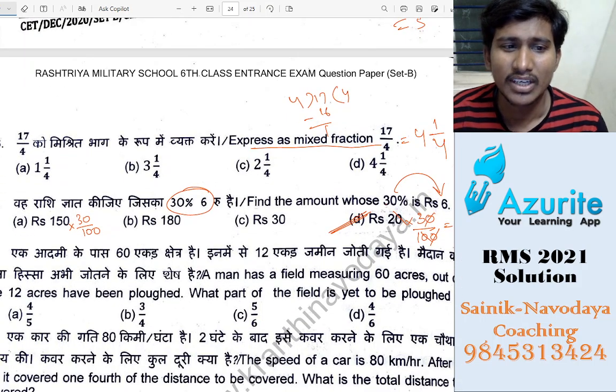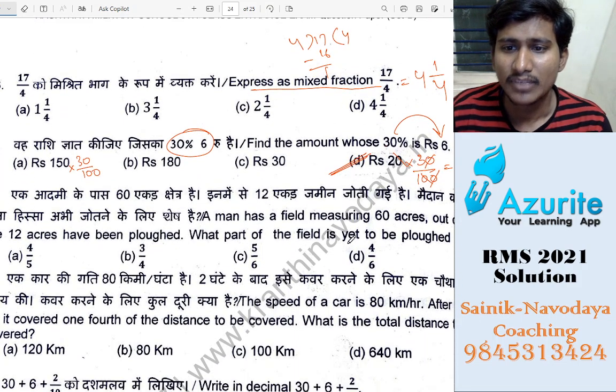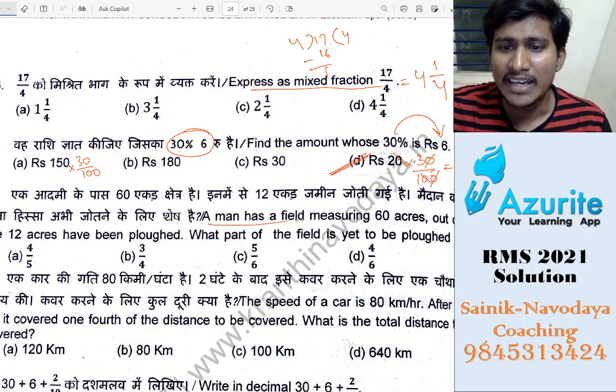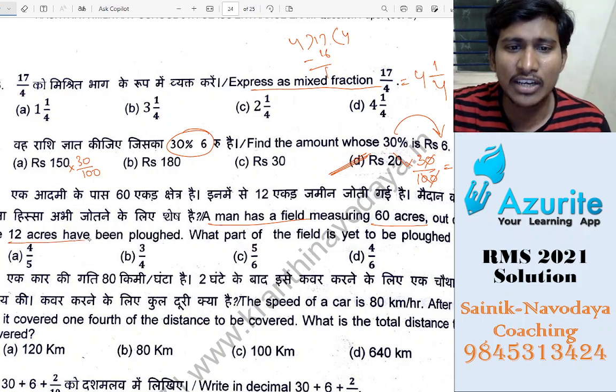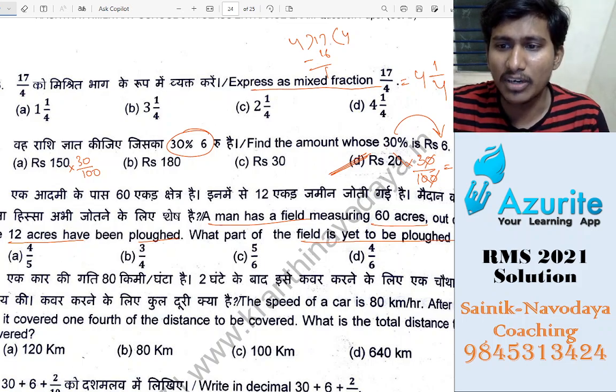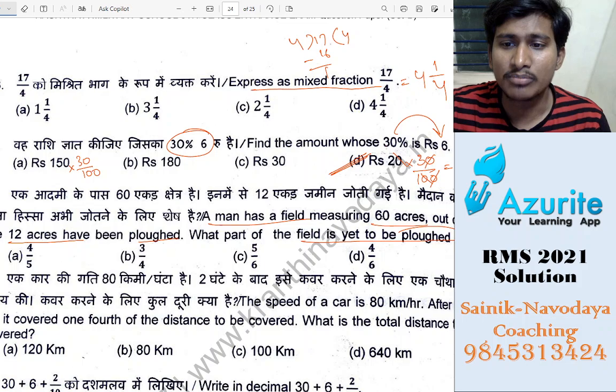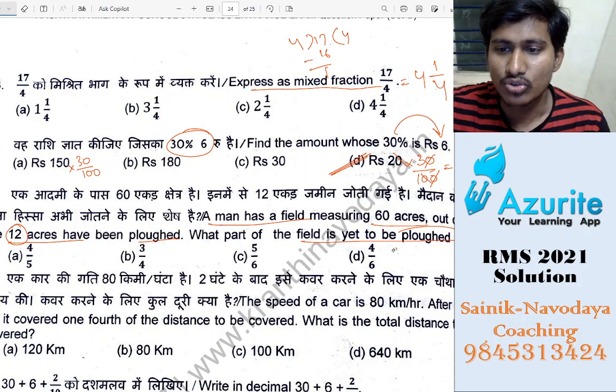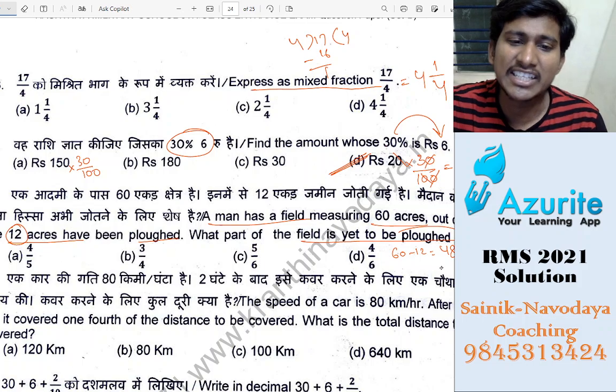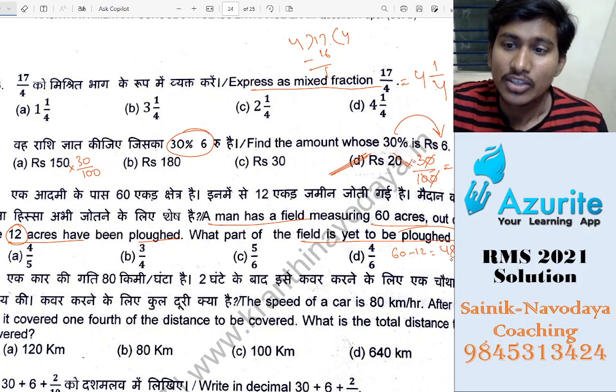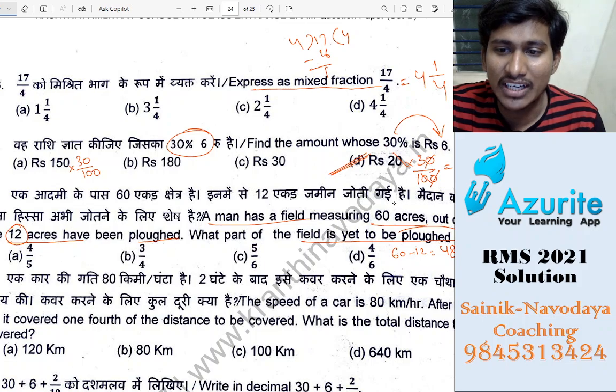Next, that is 185. So here a man has a field measuring 60 acres. Out of these, 12 acres have been ploughed. What part of the field is yet to be ploughed? So from 60, how much is ploughed? 12 is ploughed. So 60 minus 12 will be 48. Out of how much? The total is 60.